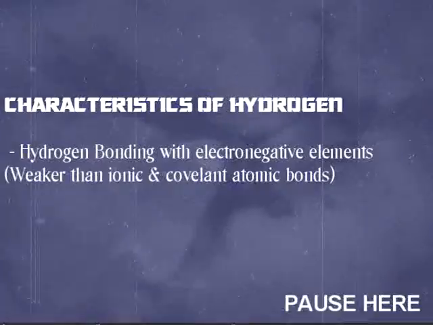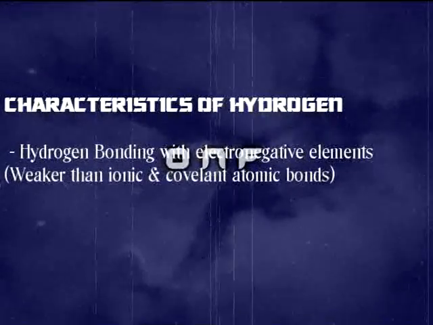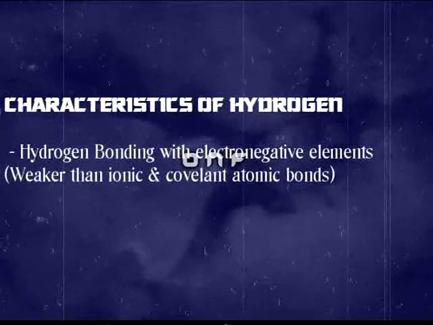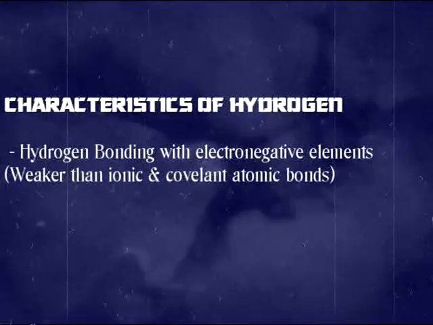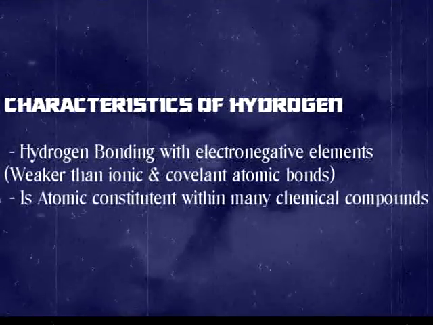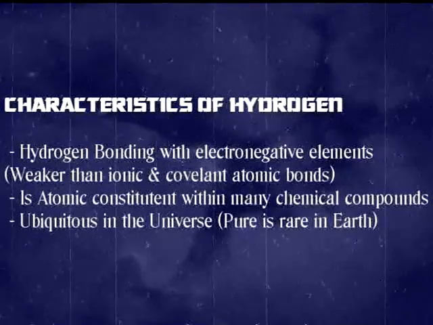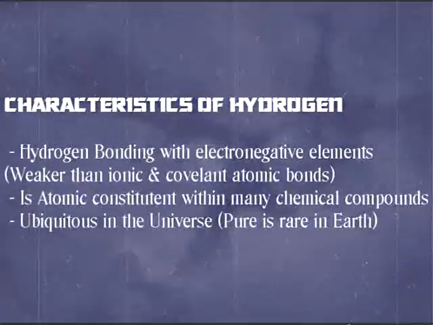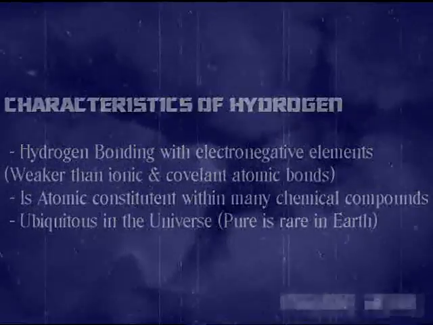Generally, this is evident with the bonds between the following elements: oxygen, nitrogen, and fluorine, all of which are strongly electronegative heteroatoms, meaning that either one of those plus hydrogen easily produce compounds. In short, hydrogen is atomic constituted within many chemical compounds. Hydrogen is ubiquitous in the universe, but surprisingly difficult to produce in large quantities on the Earth. The scientific view of hydrogen's existence.